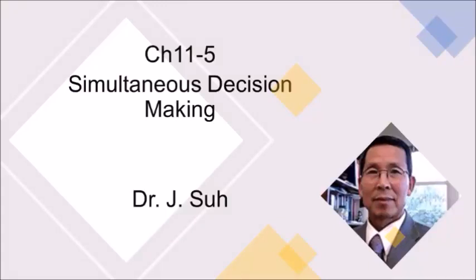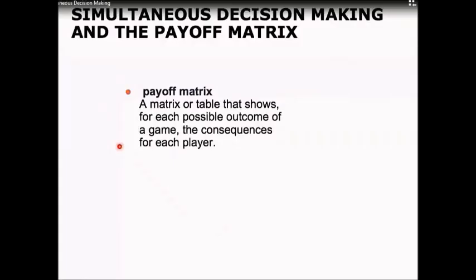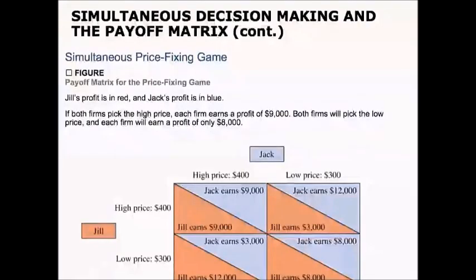Another potential way that firms might be making a choice, instead of the sequential decision making we were looking at when we looked at the game tree, is simultaneous decision making, where each firm chooses at the same time what price to choose. And the way to look at the outcome of that is by looking at a payoff matrix, which is a matrix or table that shows each possible outcome.